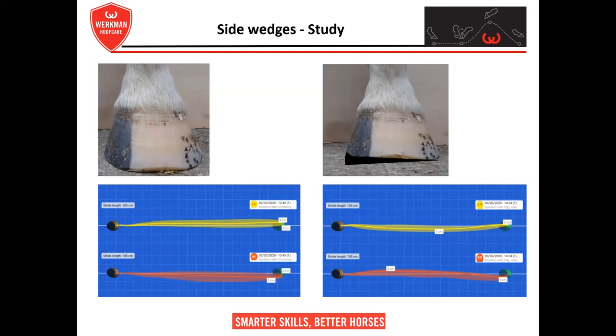This doesn't mean that you have to use side wedges, but you can also achieve it, for example, by unilateral trimming. So if you would like to have a correction in horses tending to wing in or to wing out, and you anyway have to correct the limb in the mediolateral plane by trimming one side of the hoof, you can have a positive effect on the swing phase as well.